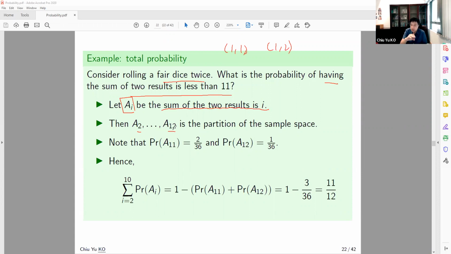Okay, so the minimum is 2, the maximum is 12. Now we want to see the probability, okay? And it's a fair die.